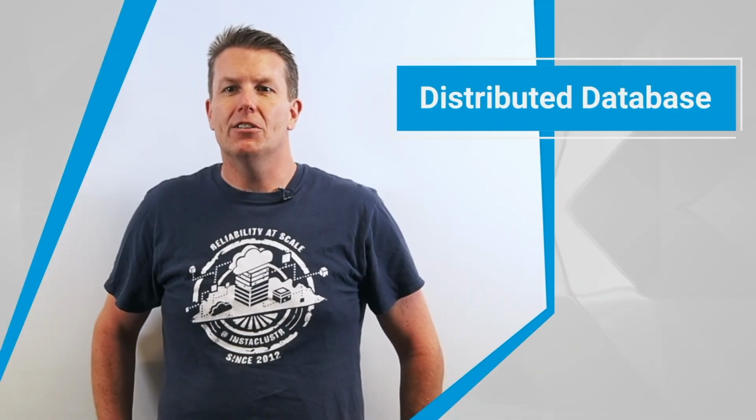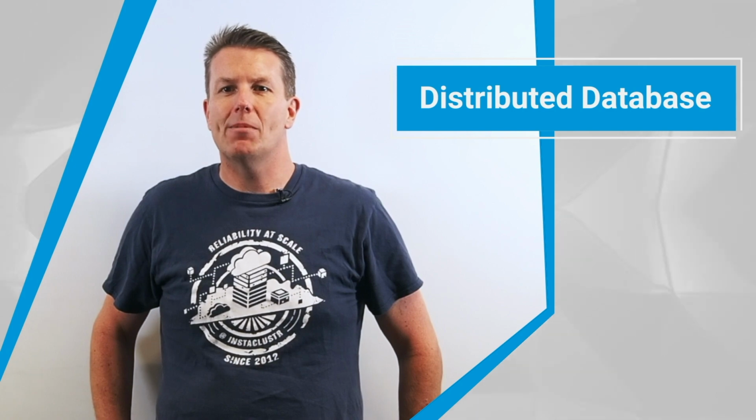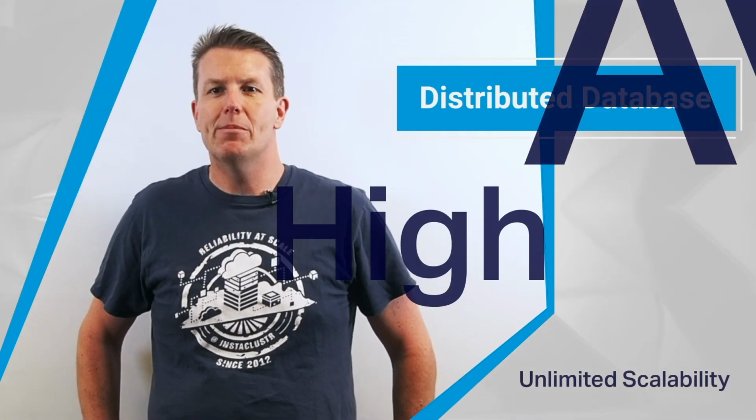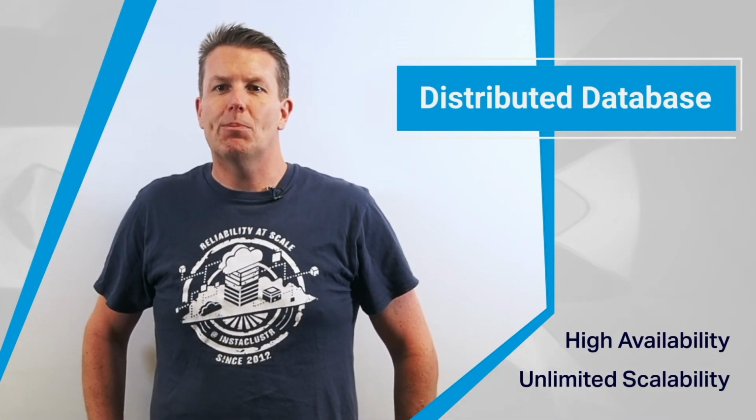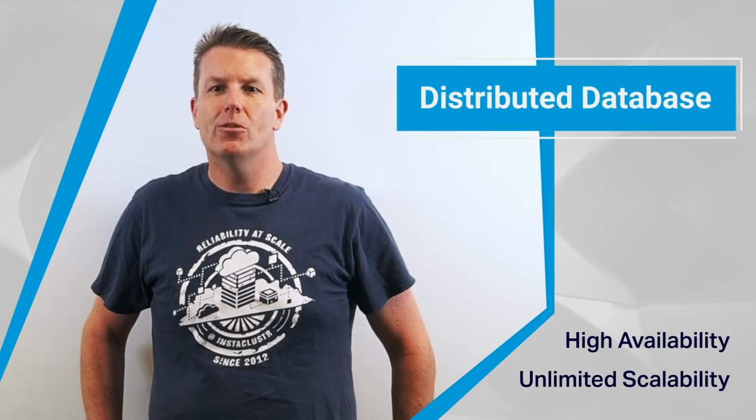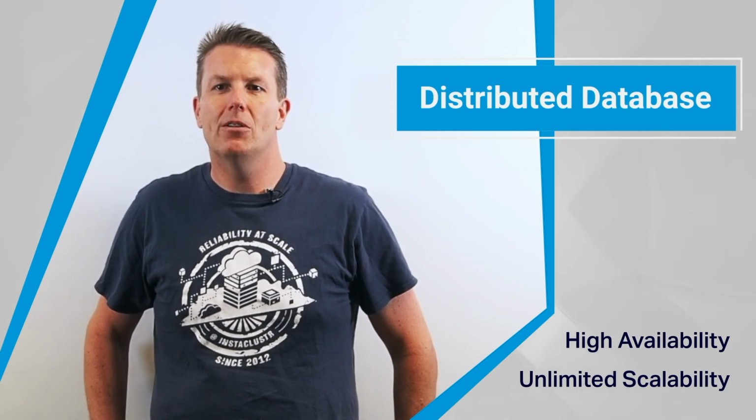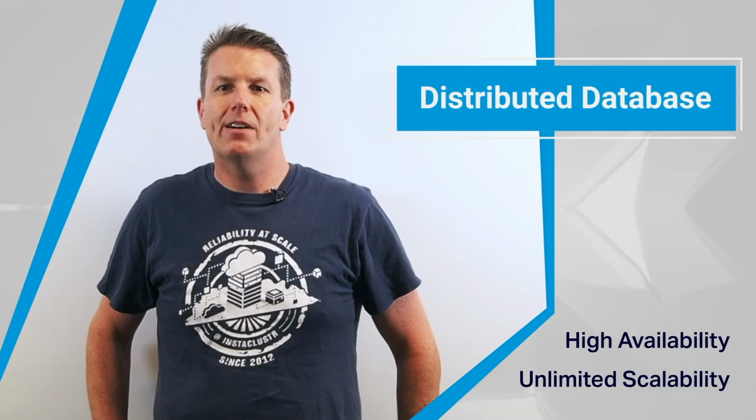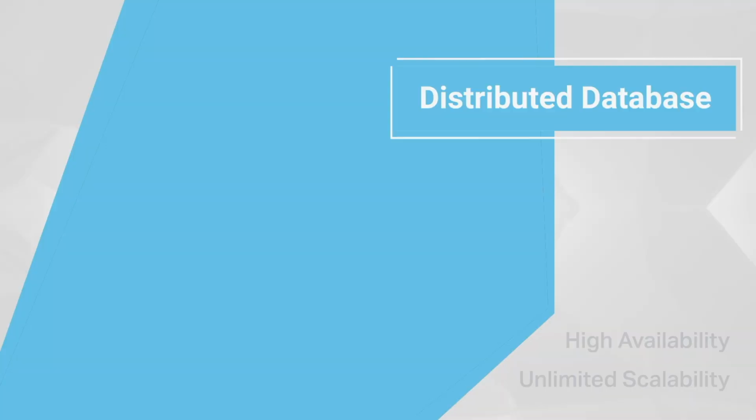Apache Cassandra is a distributed database designed to provide extremely high levels of availability and virtually unlimited scalability. Cassandra does this by operating as a collection of nodes that are all the same. There's no master with multiple nodes doing any given job. If one fails, then another one just takes over.